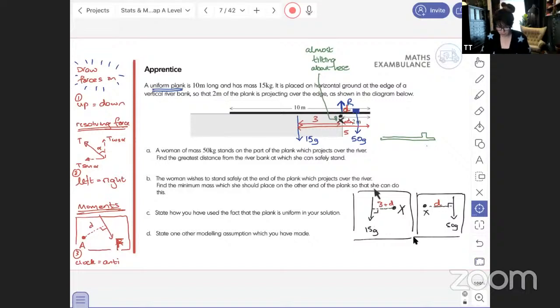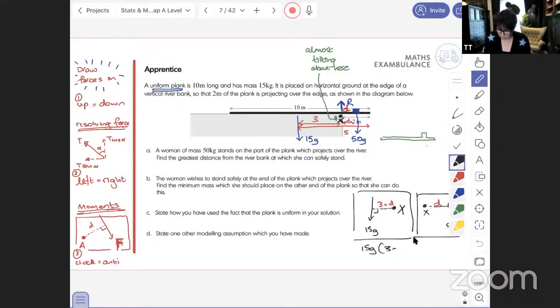This moment, follow down and then around. That is an anticlockwise moment. That's going the wrong way around. This one, follow the line down, spin around the X, that's going clockwise. So this moment equals this moment. 15G times (3 plus D) equals 50G times D. Cancel the G's, solve. Okay, this method just works every single time.